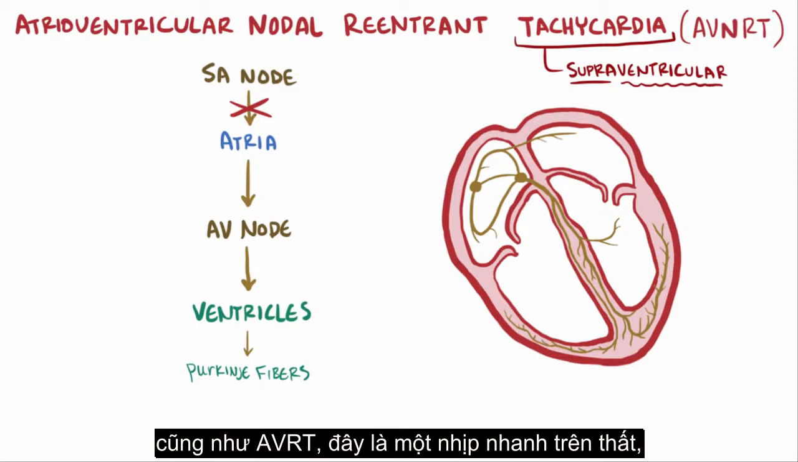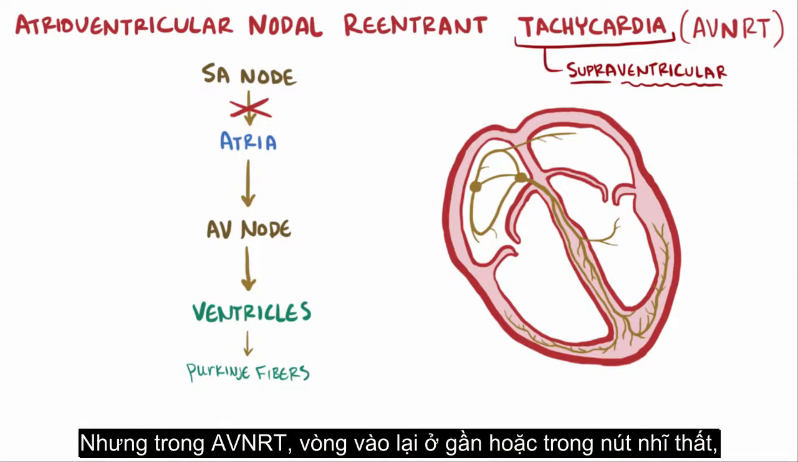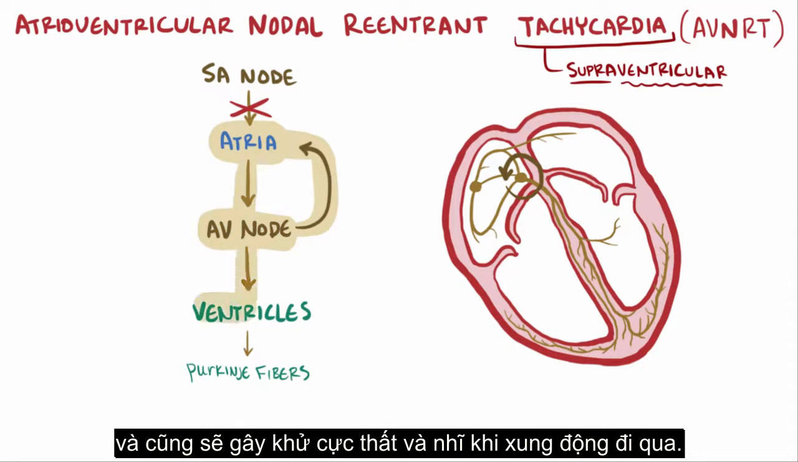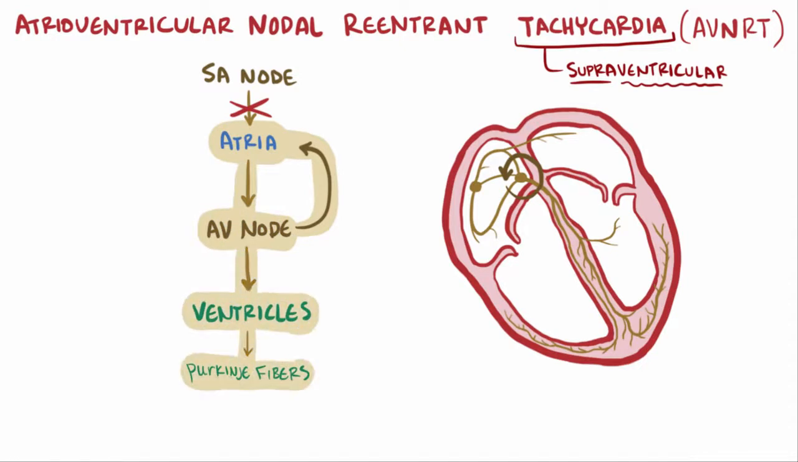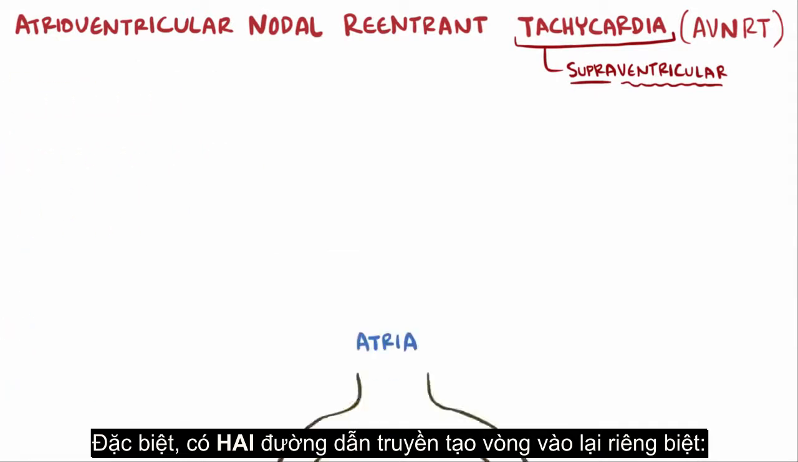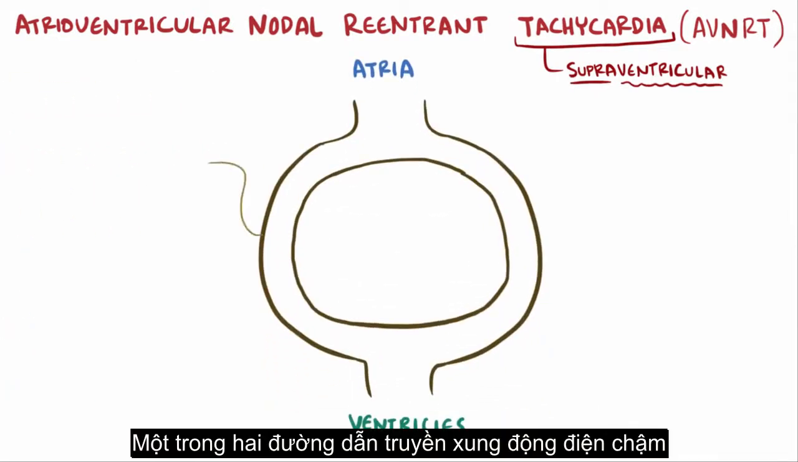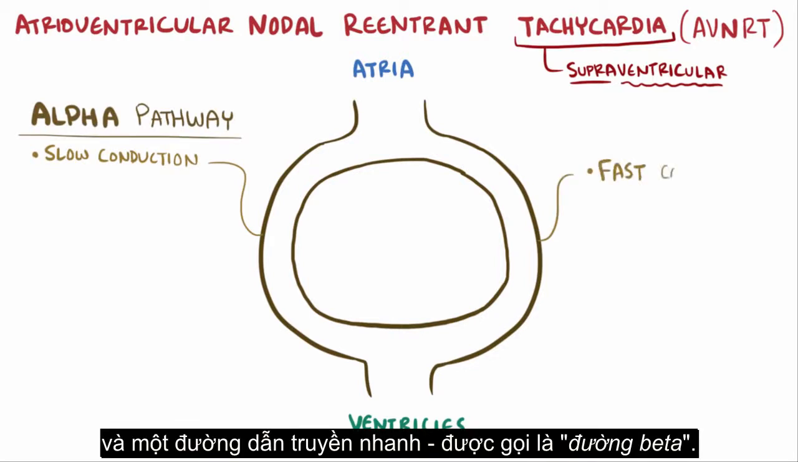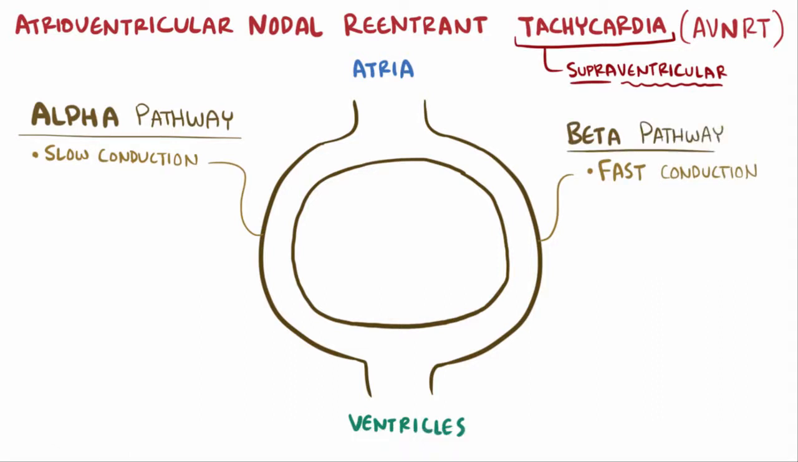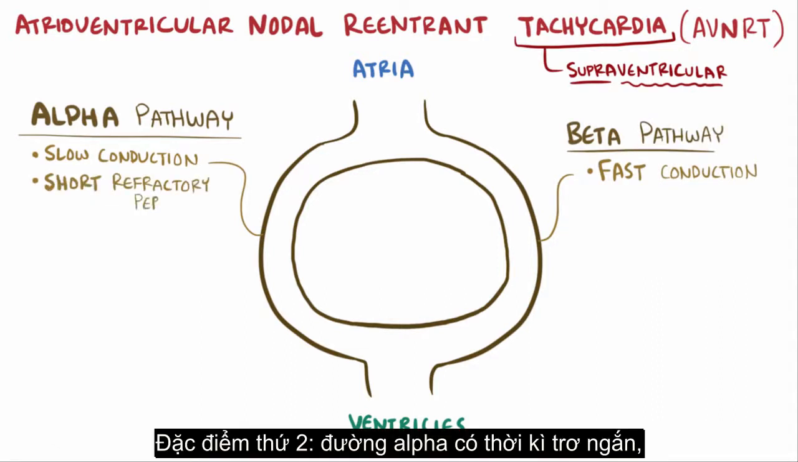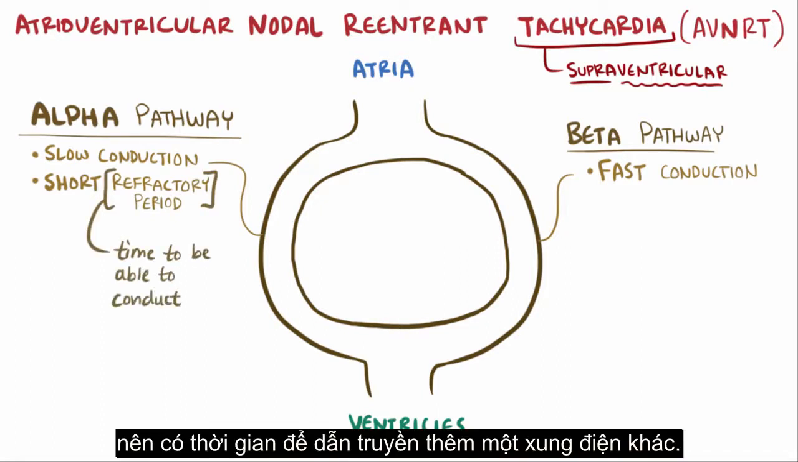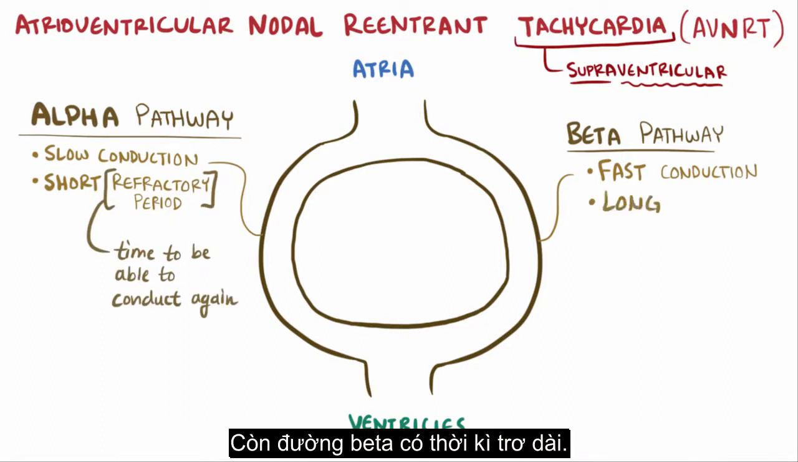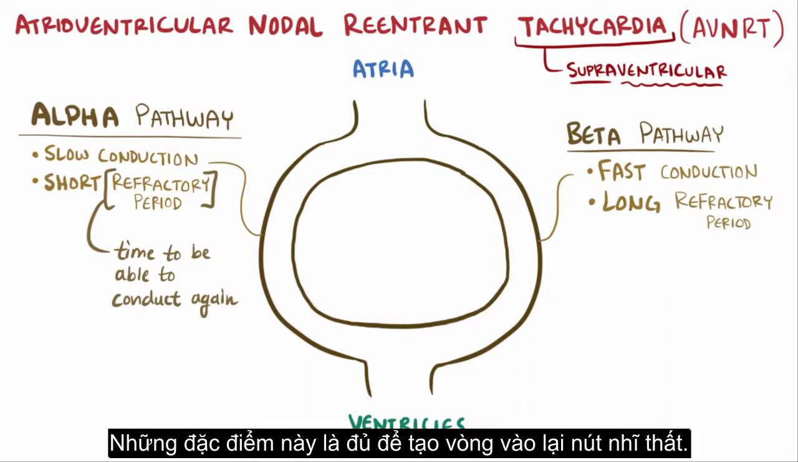Another type of reentrant circuit, though, is atrioventricular nodal reentrant tachycardia, or AVNRT. AVNRT, just like AVRT, is a type of supraventricular tachycardia, but with AVNRT, it's in or near the AV node, which, just like before, contracts the ventricle and the atria every time it goes around. Specifically, there are two separate electrical pathways that make up this loop, and one of these pathways has heart tissue that has slow electrical conduction, and is called the alpha pathway, and the other has fast conduction, and it's called the beta pathway. Not only that, though, the alpha pathway has a short refractory period, which is the time it takes to be able to conduct another signal. The beta pathway, on the other hand, has a long refractory period. Once you have all those things, you've got yourself a recipe for AVNRT.